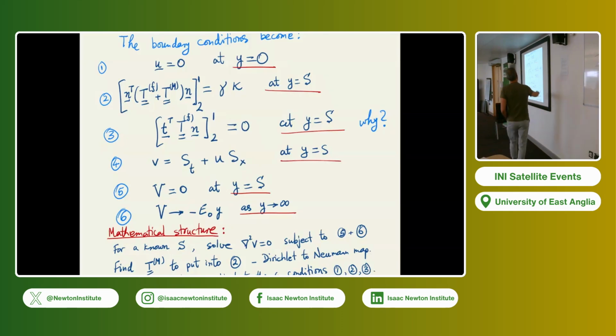Then what else? Well, I have a kinematic condition at y equals s at the free surface that I need to work out. That's the equation for it. The voltage is 0 at y equals s. And then the voltage will go to some specified value very far away. So that's the structure of the problem.